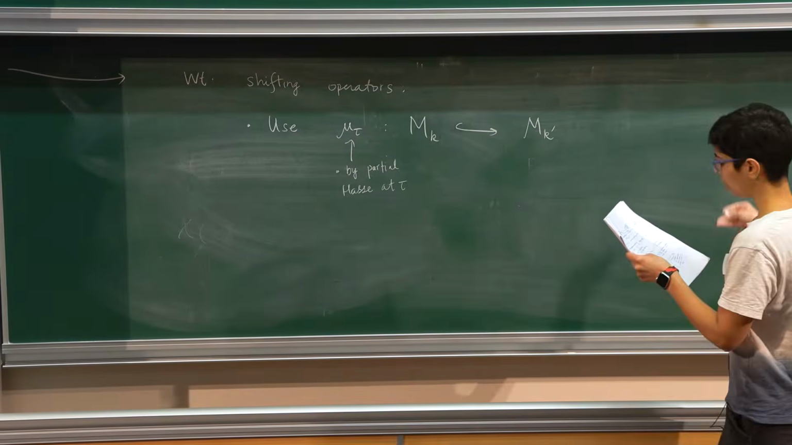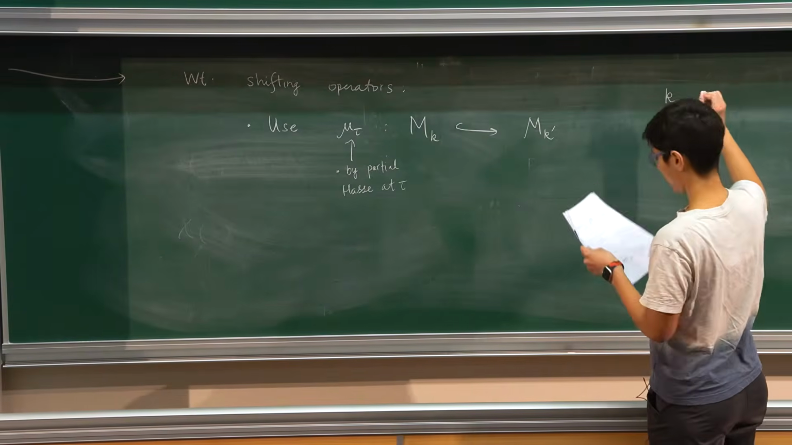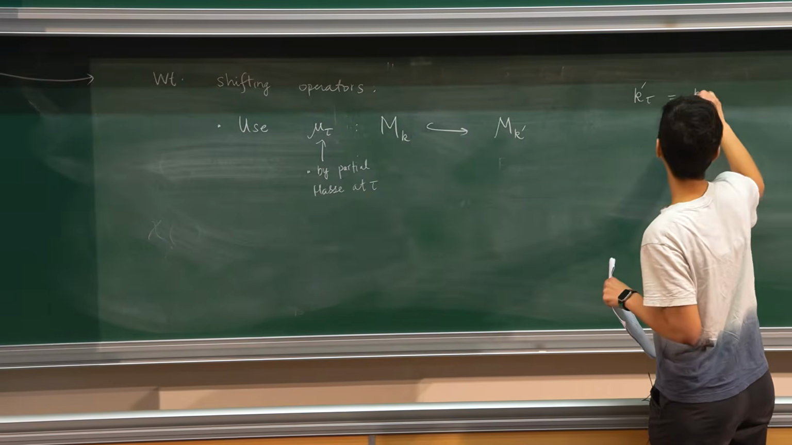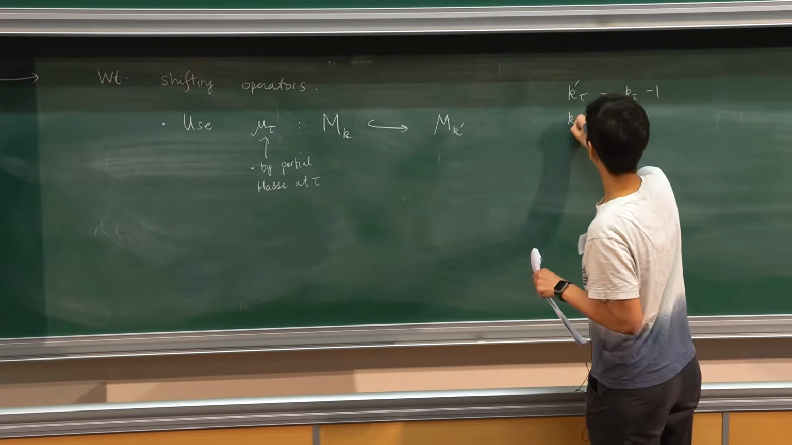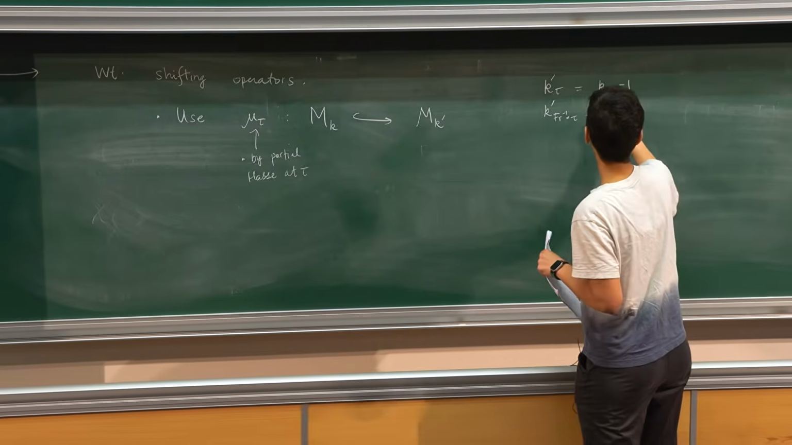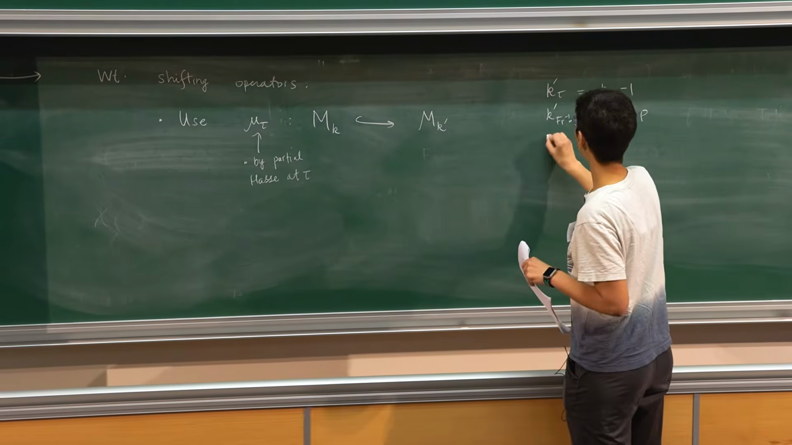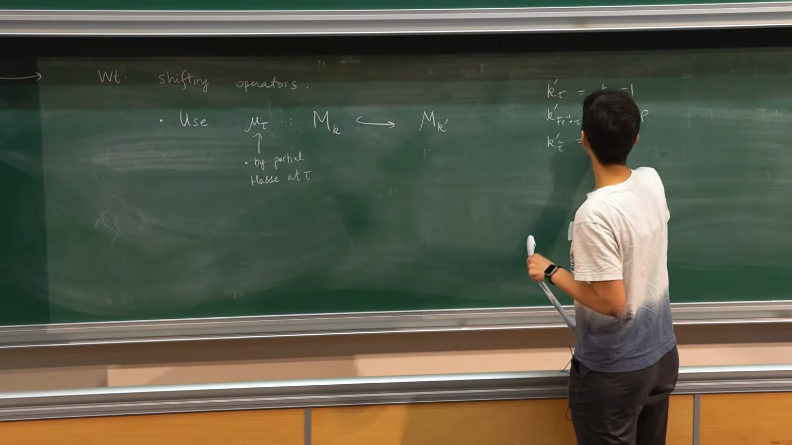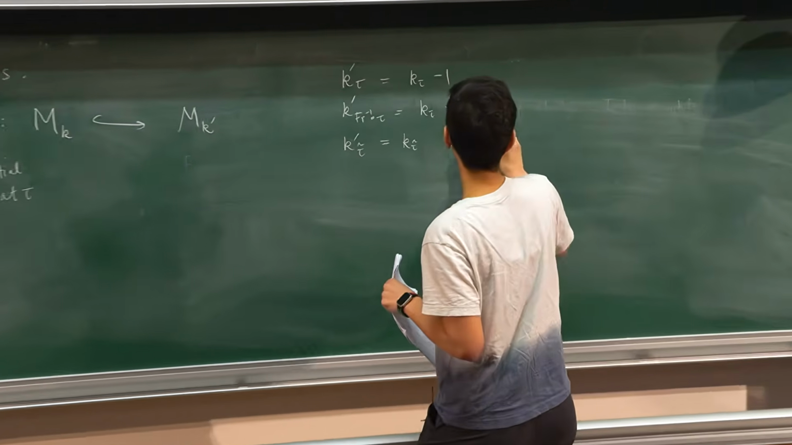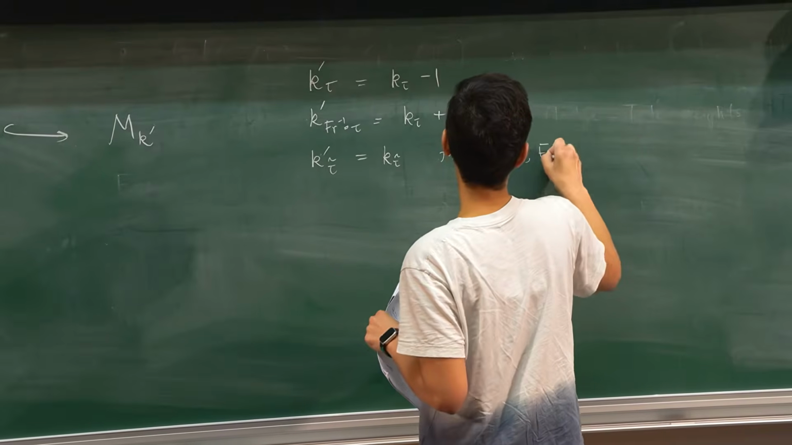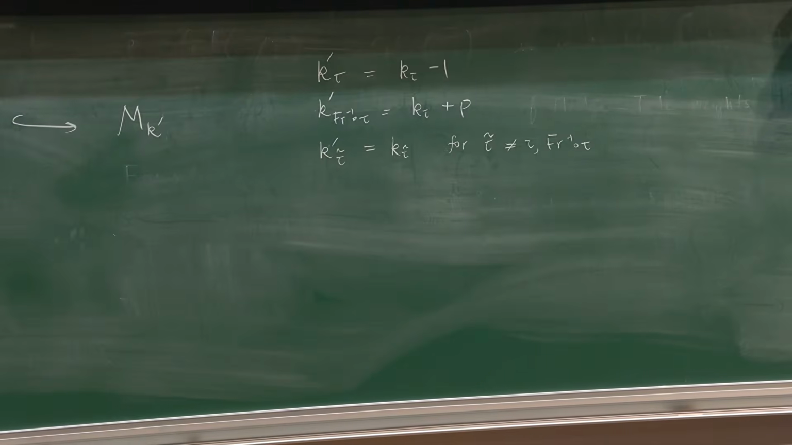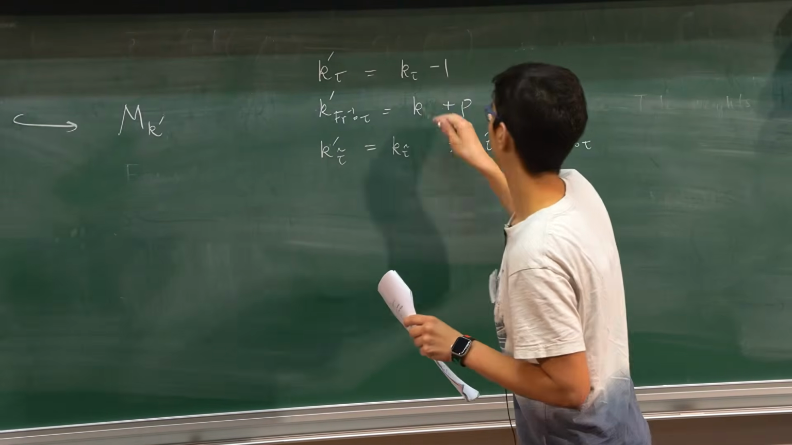And what do we know about this weight? So k prime tau is going to be k tau minus 1. k prime Frobenius inverse tau will be k tau plus p, and the same at all other embeddings. So this will be k tau tilde for tau tilde, which is neither tau nor Frobenius inverse tau. Do you mean k Frobenius inverse tau? Yes, thank you. That's right.